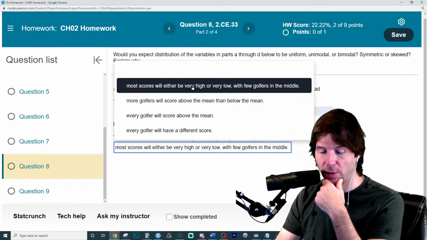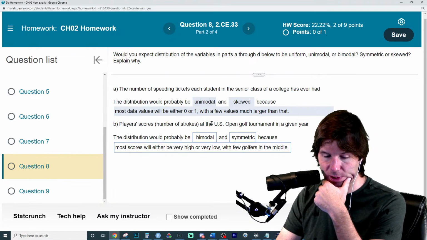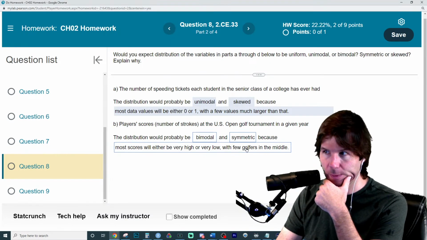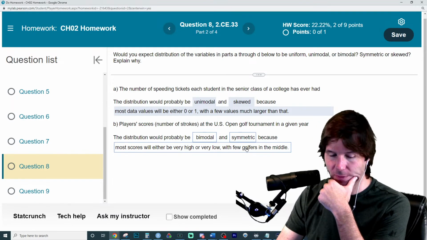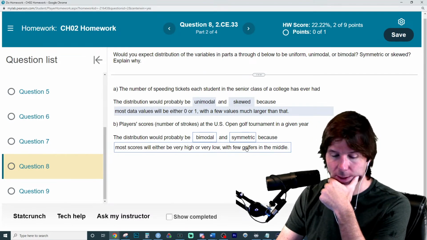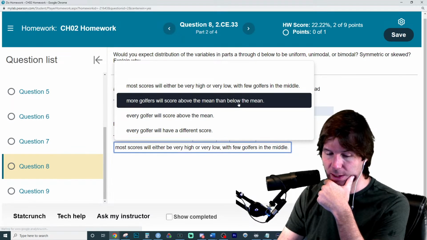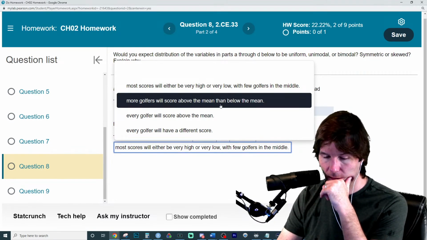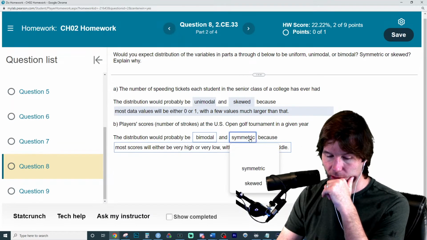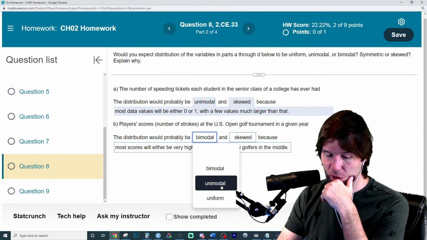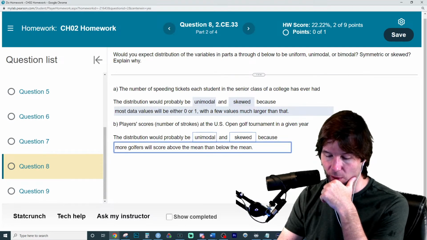If this top one is true, let me read it again. The player scores at the U.S. Open Golf Tour every year. Yeah, this one seems a little unfair. Good thing we're showing it, right? Because more golfers will score. This one has to be skewed. So if it is this one, it's going to be unimodal and skewed.